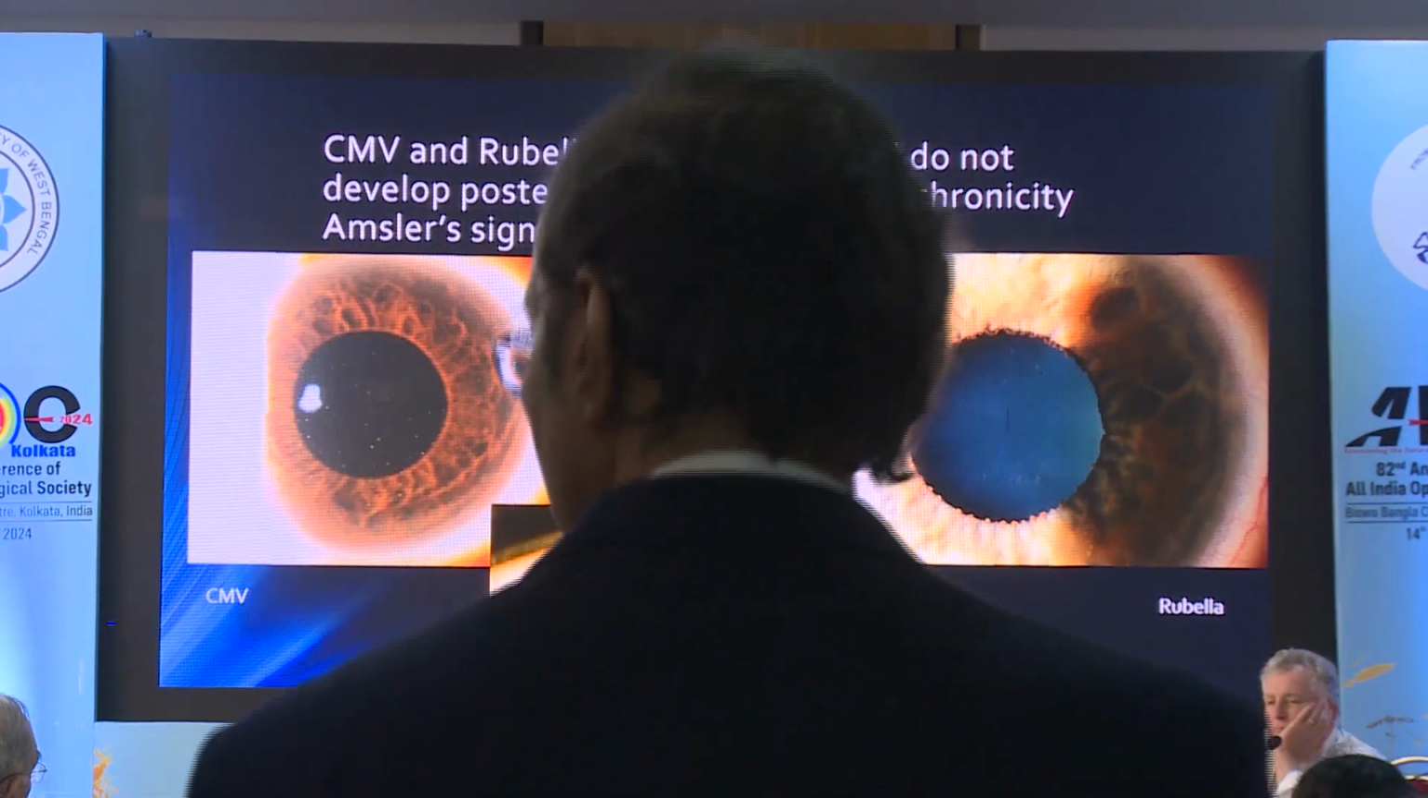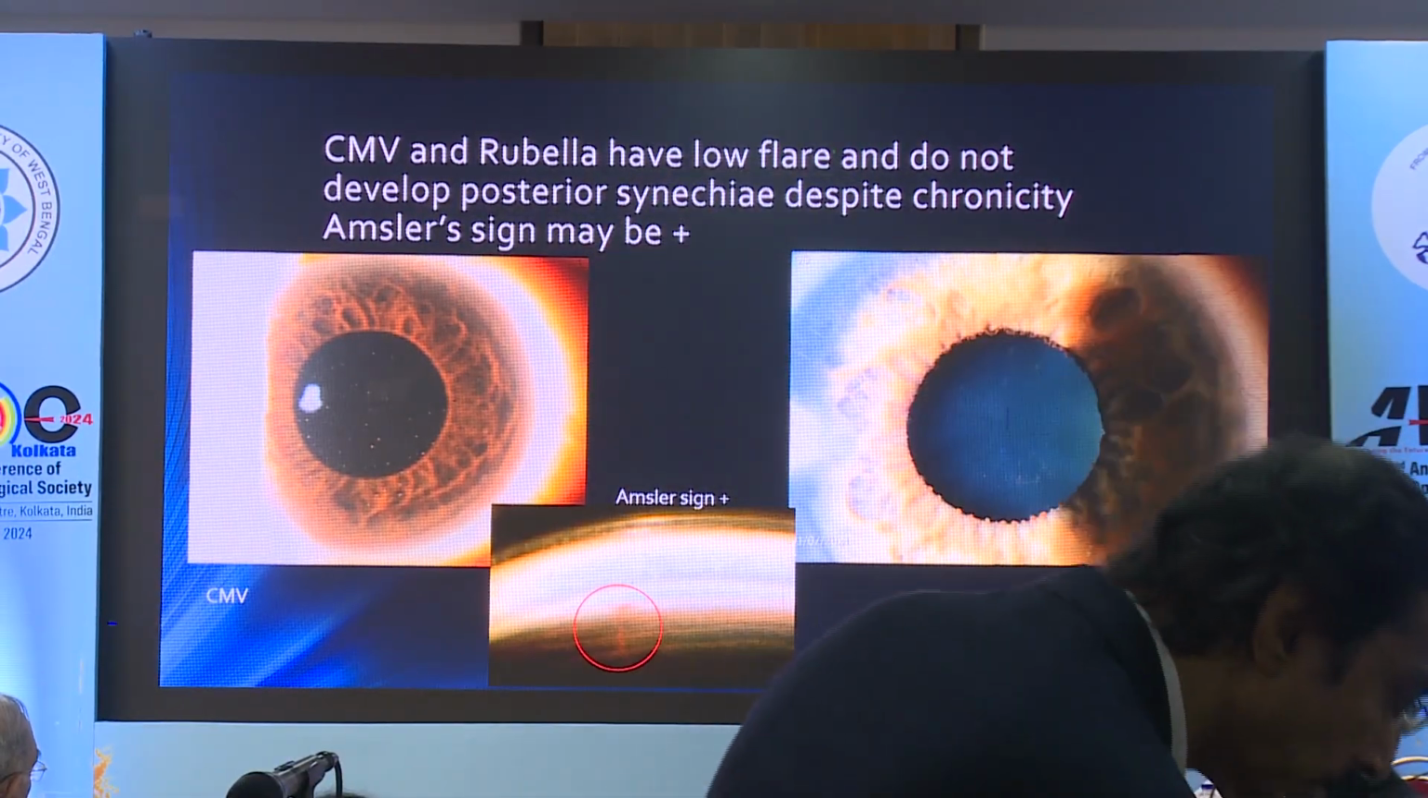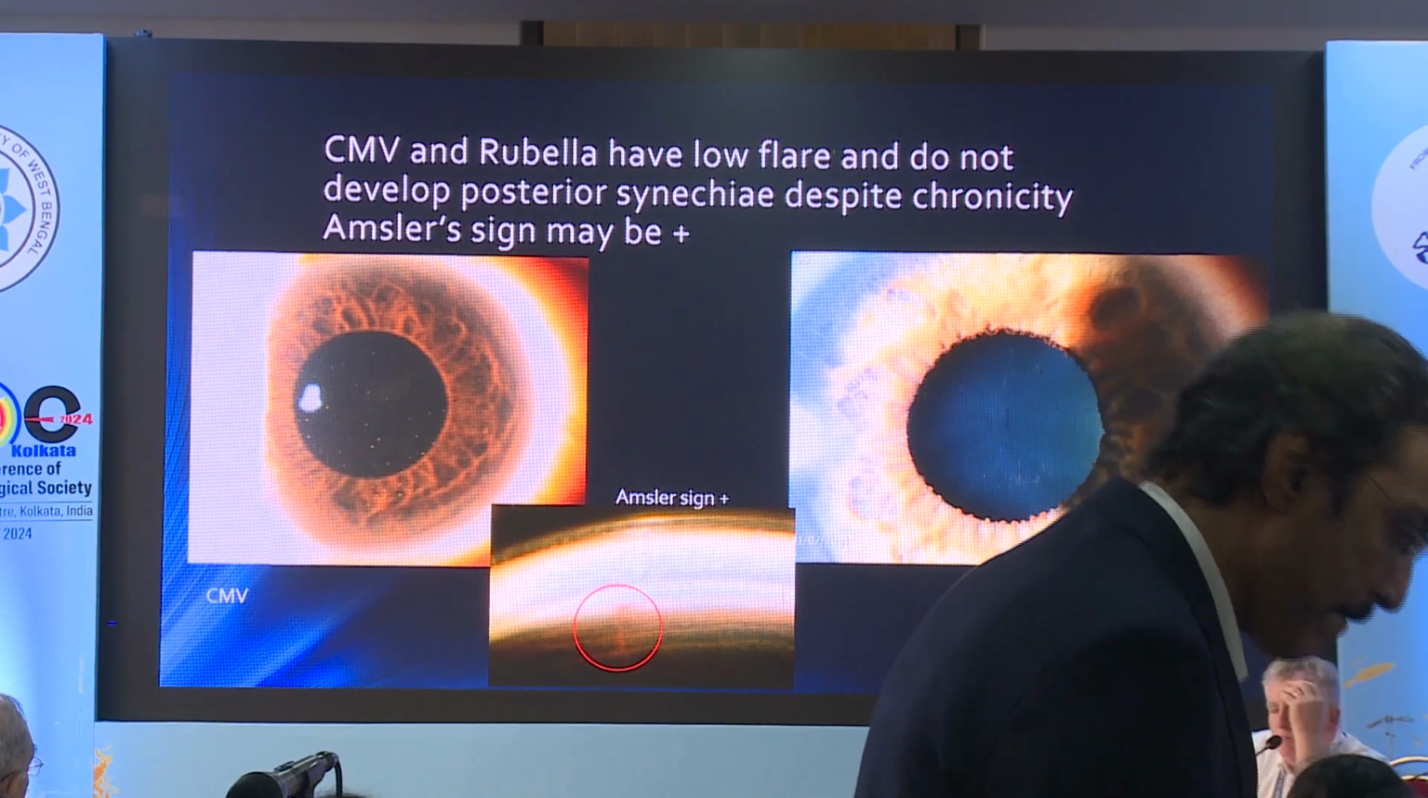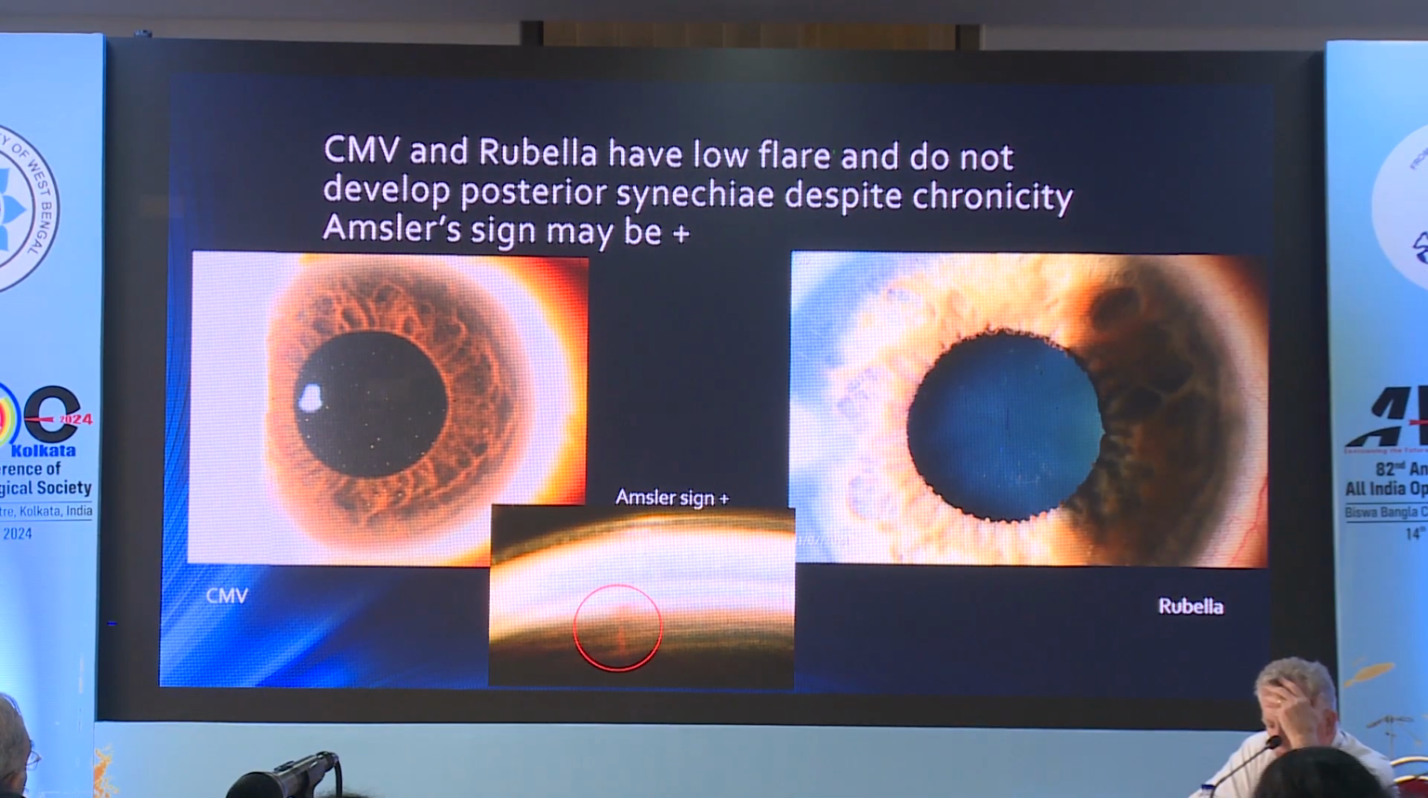So CMV and rubella both have very low flare and they do not develop posterior synechiae despite chronicity. So that's a very nice clue for you if they have recurrent inflammation, chronic inflammation, and yet the iris does not get stuck down.